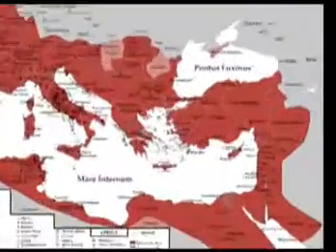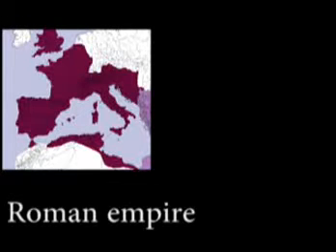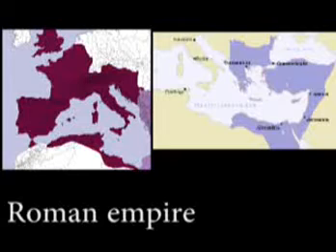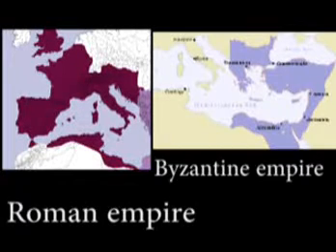Eventually the empire grew so big that it split into 2, the Western Roman Empire, also known as the Roman Empire, and the Eastern Roman Empire, also known as the Byzantine Empire. This is important, so remember that.